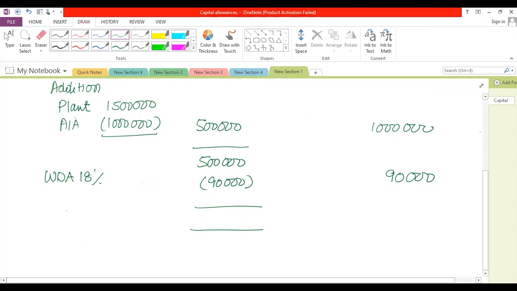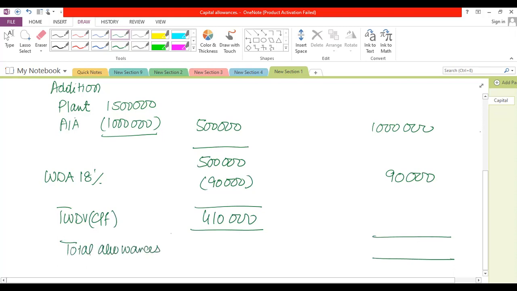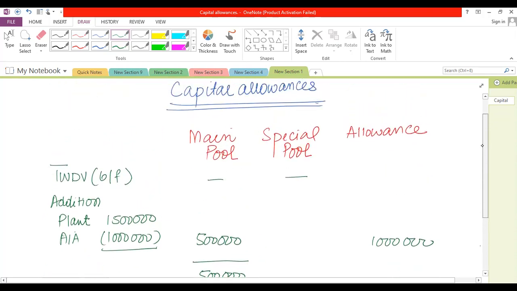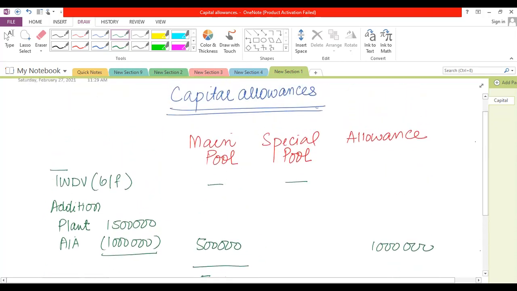Now calculate the tax written down value carried forward, that is the closing balance for the next year, and calculate the total allowance, and that is 1,090,000. So this is a kind of format which depends on the information in the question, but the basic thing is that you have to work by column approach, and the ultimate important column is the allowance section. That answer is needed.